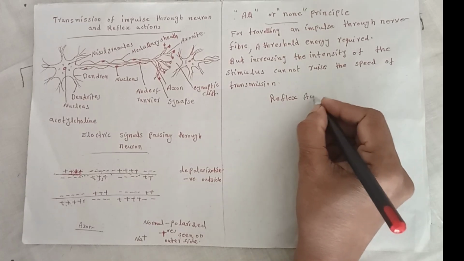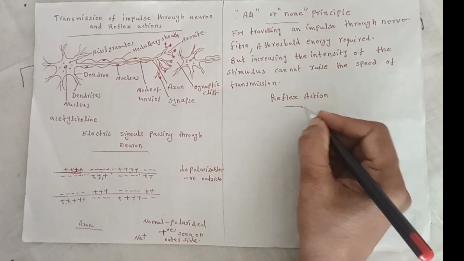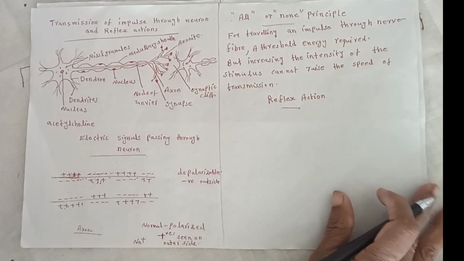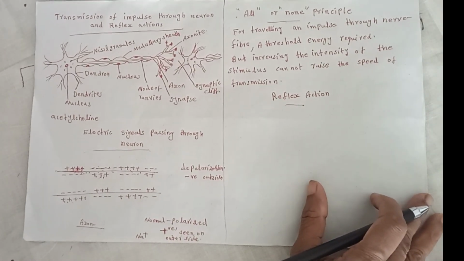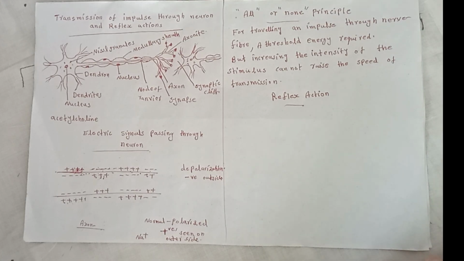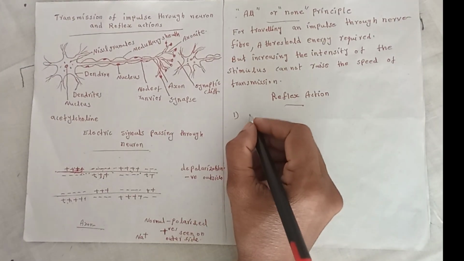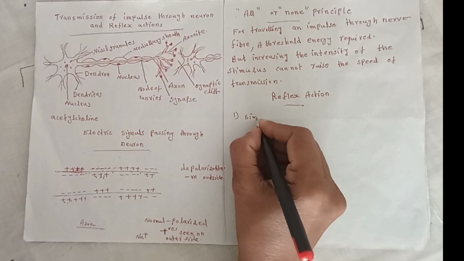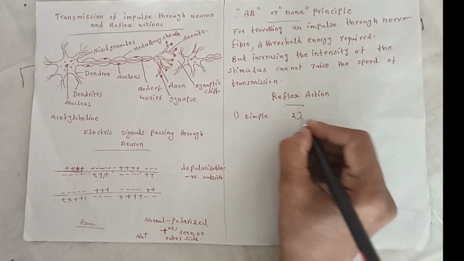Reflex action. Reflex action is an automatic, quick and involuntary action in the body brought about by a stimulus. There are two types of reflex actions, that is simple and conditional.